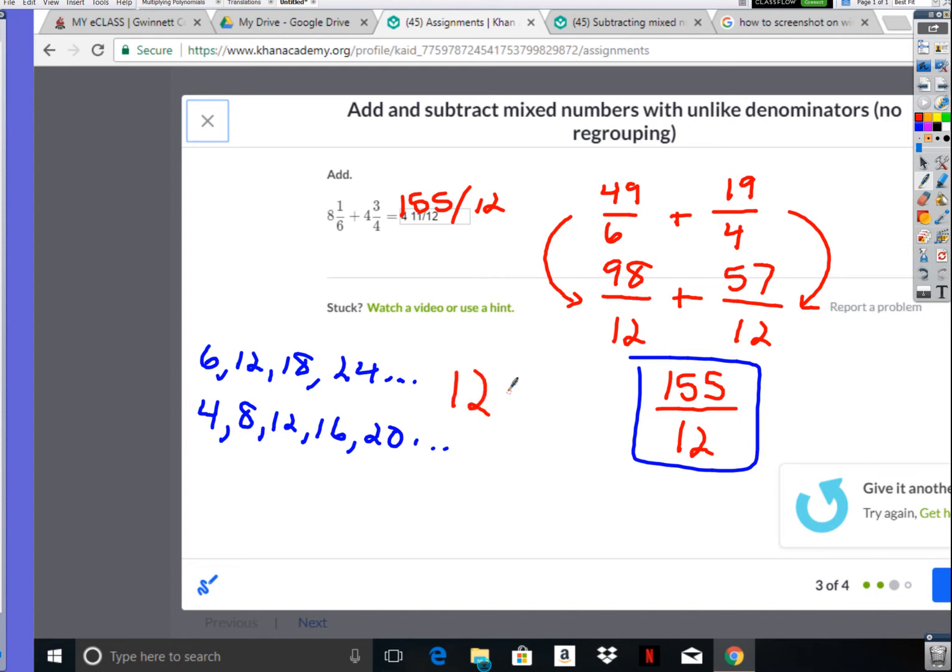I know it's gonna go in 12 whole times without going over. I know I have to keep 12. What's 12 times 12? 144. So then what is 155 minus 144? Yes, it is 11. 12 and 11 twelves. Close but no cigar.